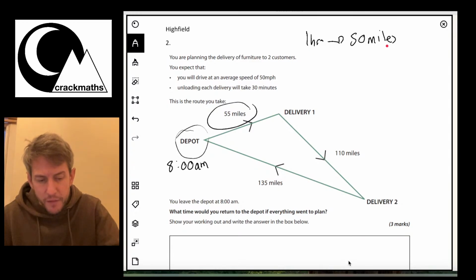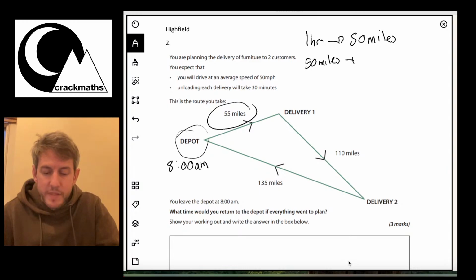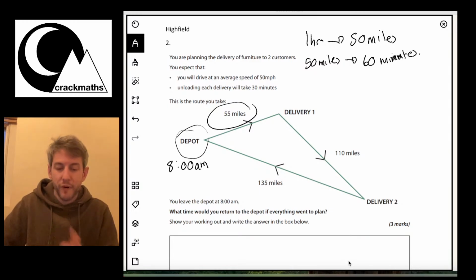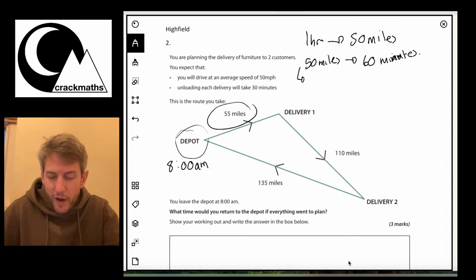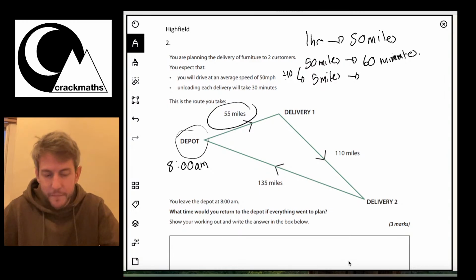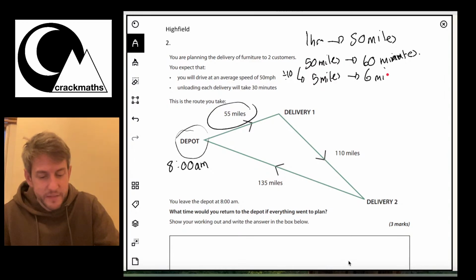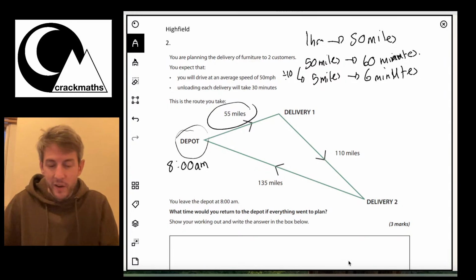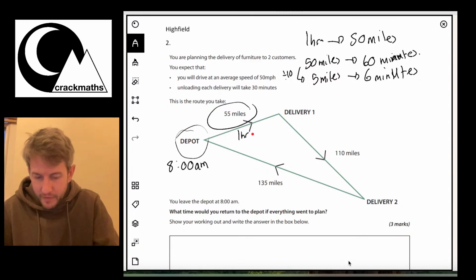Okay, so I'm going to convert this. I'm going to actually switch this round to put the 50 miles here. And I'm going to convert the hours into minutes. So 50 miles will take 60 minutes. Now, I want to get 5 miles. So what I can see is I know if I divide 50 by 10, I'm left with 5 miles. So 5 miles here is going to be 6 minutes, because 60 divided by 10. Goodness me, my writing's awful today. 6 minutes is that. So this 55 miles will take 1 hour, because it's 50 miles in 1 hour, and then 6 minutes. So that's 1 hour and 6 mins.